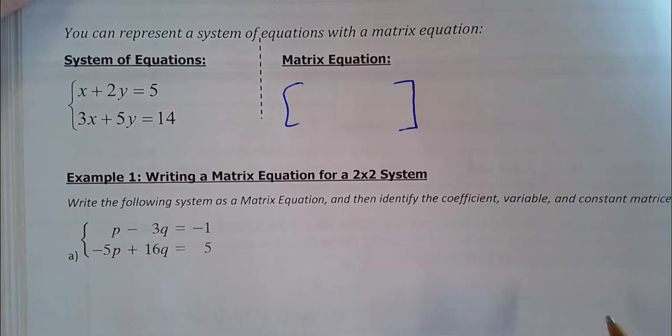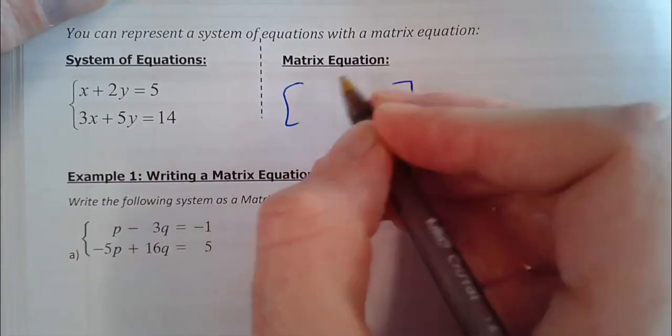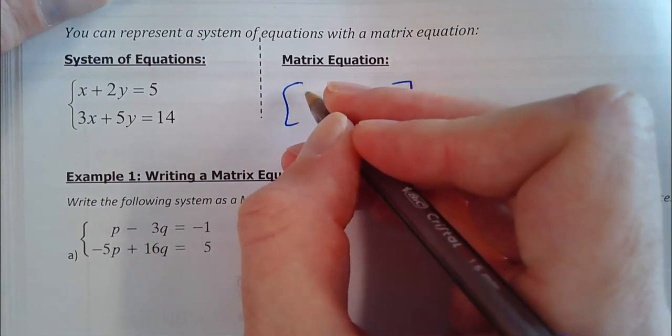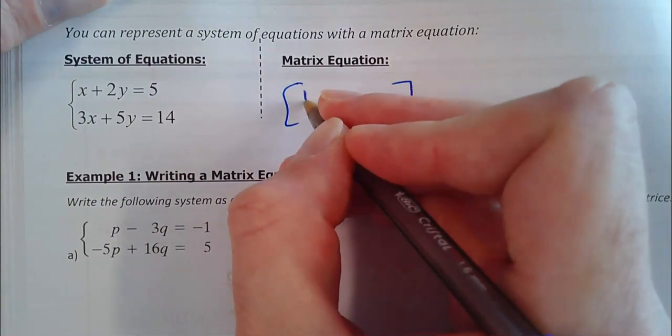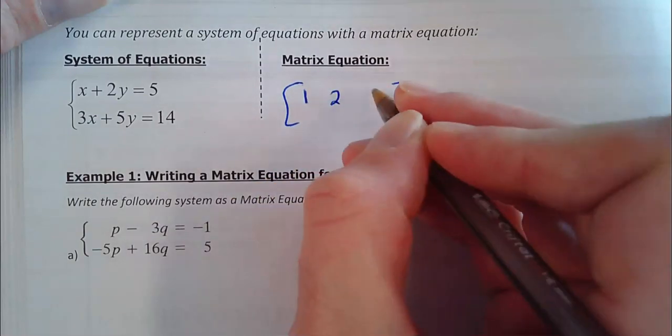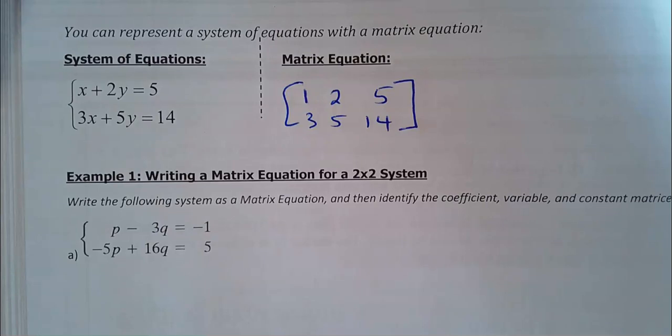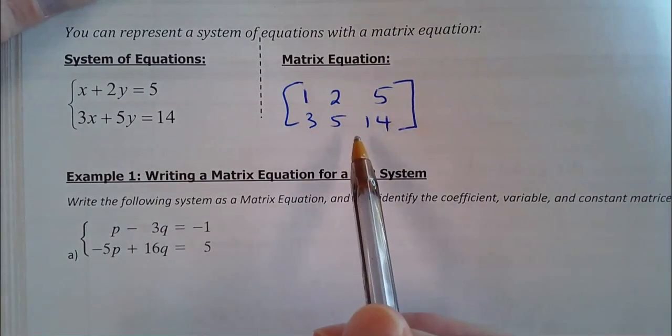So I strip away the variables, what's left? So the first row, what number should I write up there? Do I put a 0 or a 1 to start? A 1, yep, because there is one x there. There's 2 y's, and the constant's 5. And then 3, 5, 14. So that's our matrix equation with everything all together.